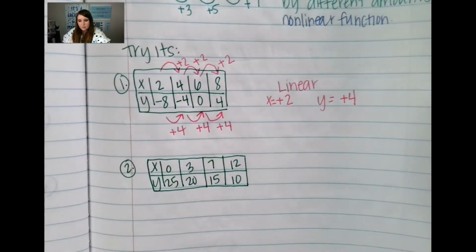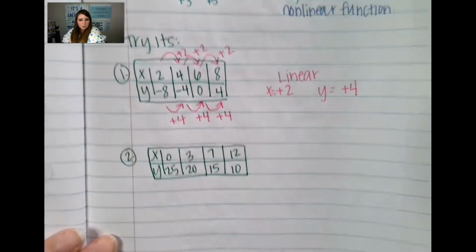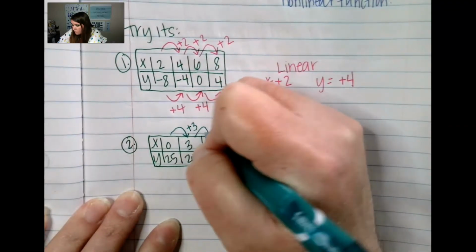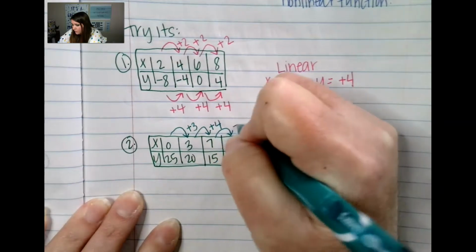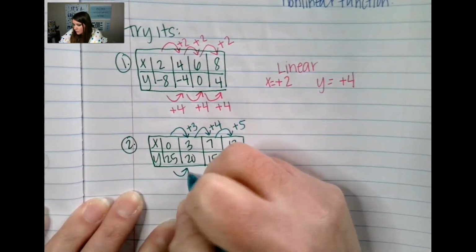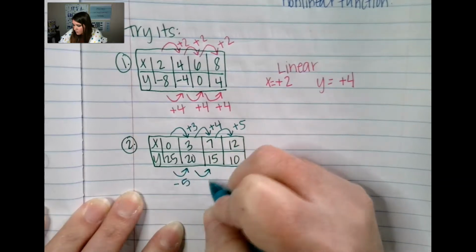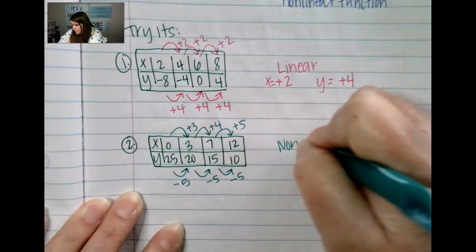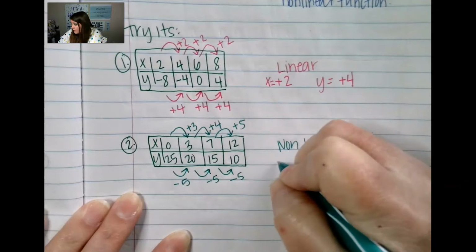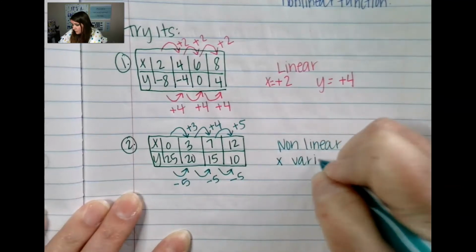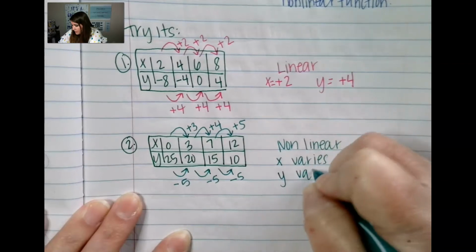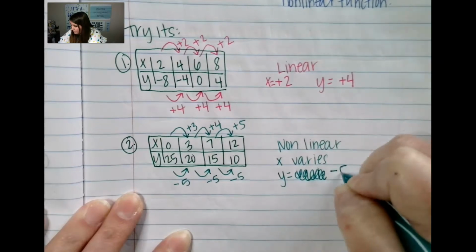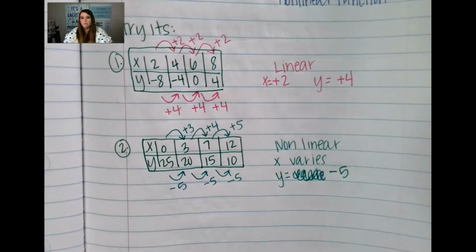Okay, and our last one that we're going to look at is number 2. Let's check this one. As we move from 0 to 3, we add 3. Oh, add 4. Add 5. So you can already see right away, minus 5, and minus 5. This one is non-linear. This one's non-linear because x varies, y varies. Y is minus 5.